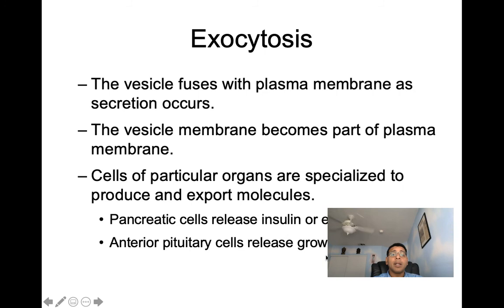So let's look at that. First, we'll talk exocytosis. In exocytosis, the vesicles are going to fuse with the plasma membrane as secretion occurs. As the substances move out, the vesicle fuses with the plasma membrane. The vesicle membrane becomes part of the plasma membrane, because I told you the vesicle is formed from the plasma membrane. Cells of particular organs are specialized to produce and export molecules. Pancreatic cells, for example, release insulin or enzymes. And the anterior pituitary cells release growth hormone.